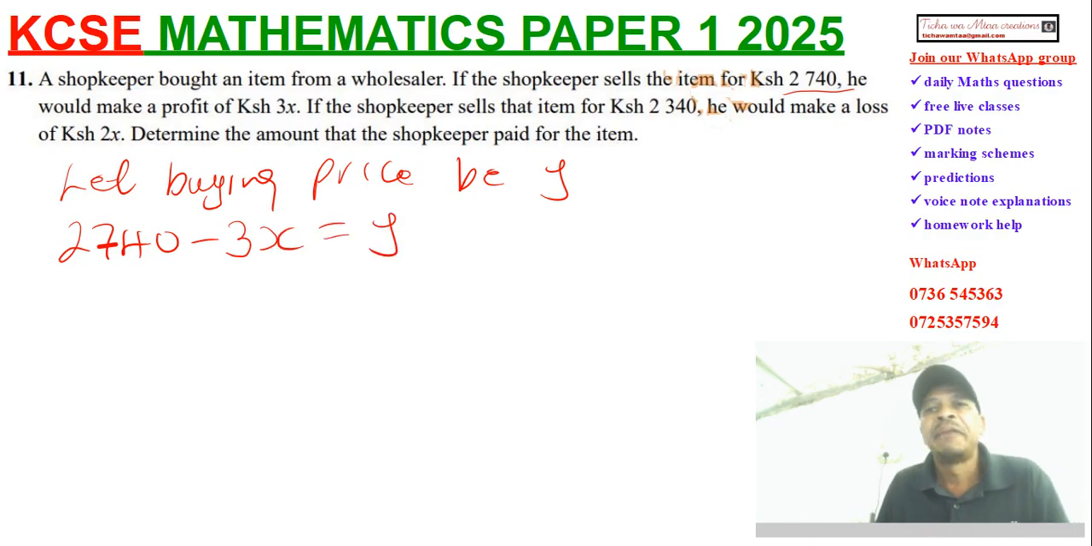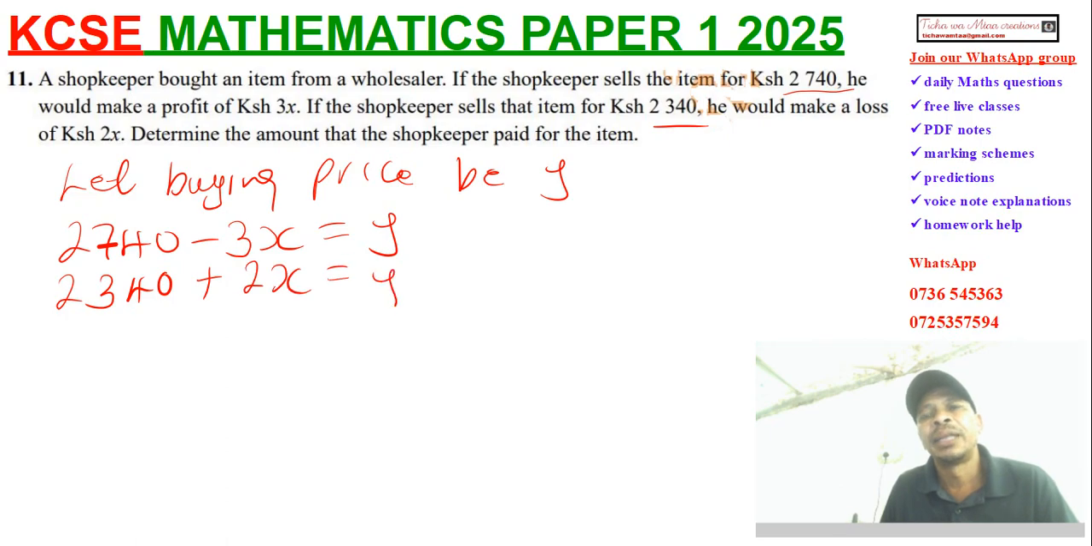If he sells at 2,340, he will make a loss of 2x. That means that if you add that amount to 2x, then you should be able to get the buying price. So these are two linear equations. So we can solve this.